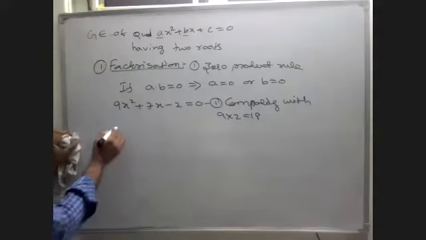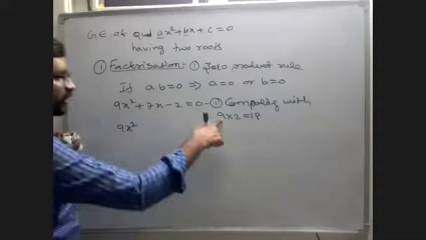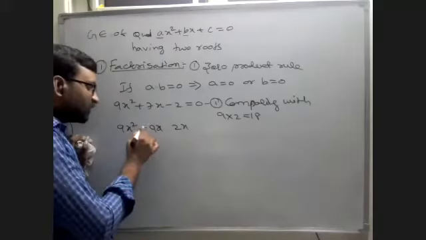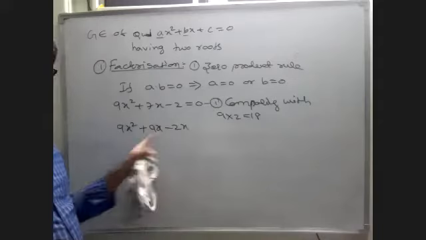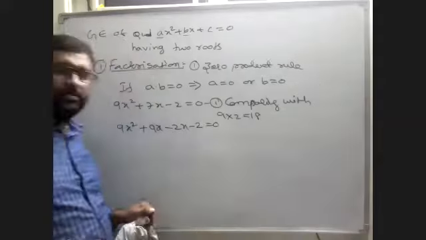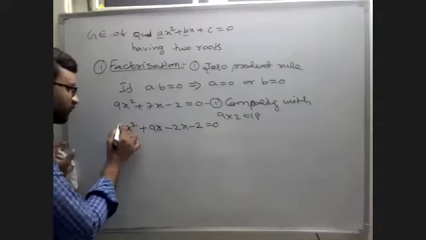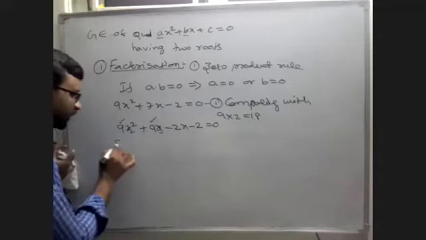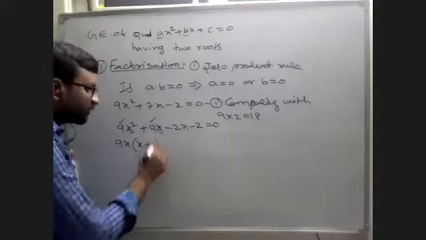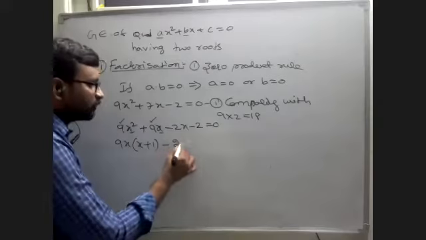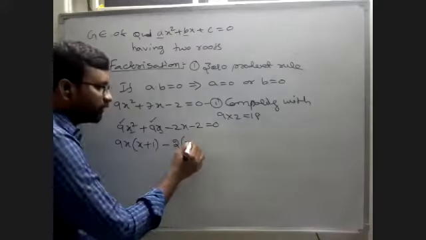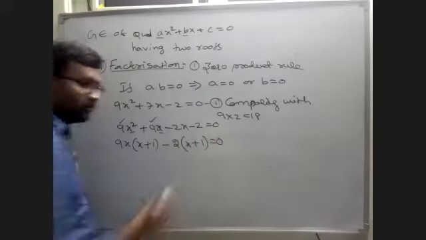So we can write 9x square, and 9x and 2x. But to get 7x, we have to write plus 9x minus 2x. Then the remaining part, minus 2 equal to 0. Now from these two we can take common 9x. Taking 9x common, the remaining is x plus 1. And from these two taking minus 2 common, x plus 1 is there, equal to 0.